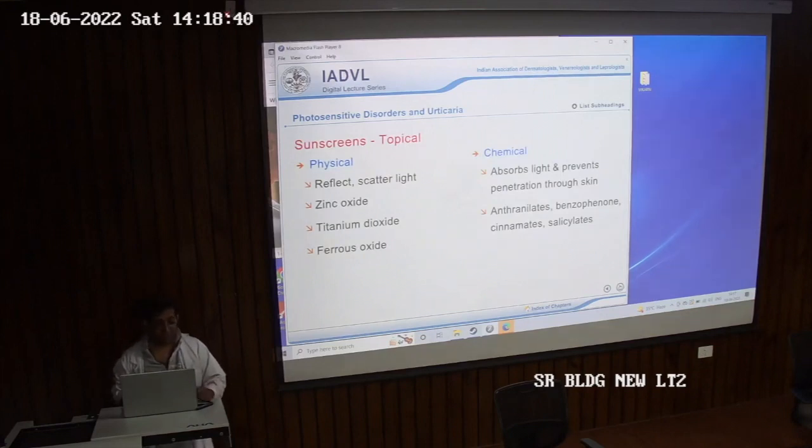Physical sunscreens reflect and scatter light. These include zinc oxide, titanium dioxide, and ferrous oxide. Chemical sunscreens absorb light and prevent penetration to the skin. This includes anthranilides, benzophenone, cinnamates, and salicylates.